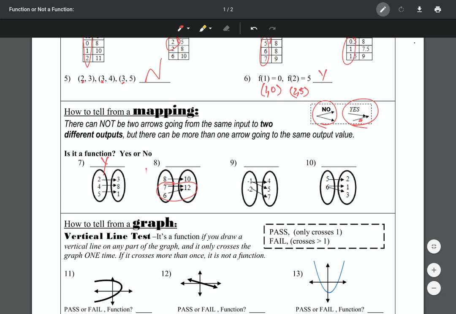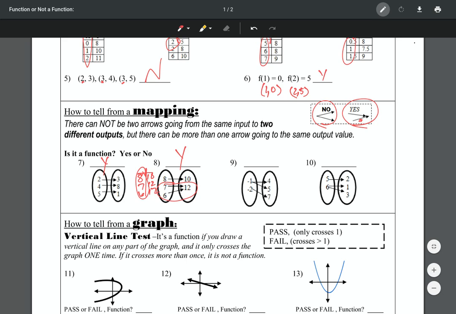If you need to, you can make a table of values if it helps you. So this would be 8, 10, 7, 12, and 6, 12. And again, only look at the x values. So yes, this is a function.